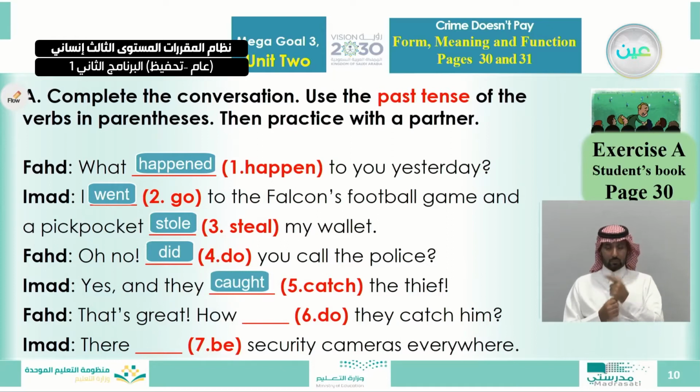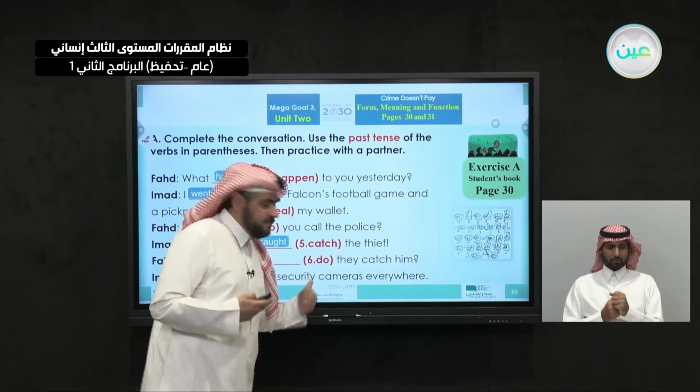Next, that is great. How did they catch him? And the sentence is in the past. How can we use a verb in the past? Here we say, did they catch him? And why did we use catch in the infinitive? Because we changed the auxiliary verb into did.